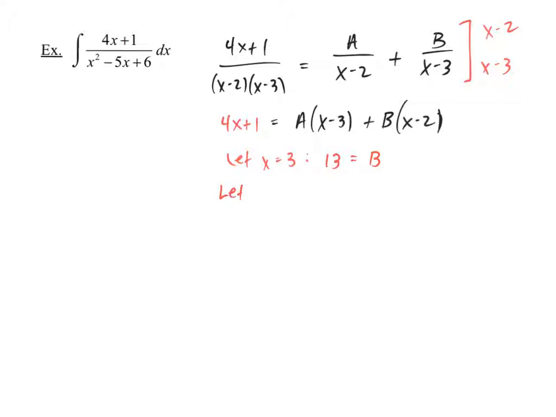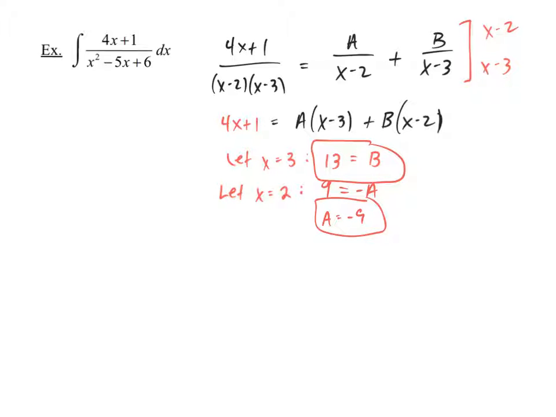Now I'm going to let x be equal to positive 2, so that this term right here will cancel. And so that's going to give me 4 times 2, which is 8, plus 1 is 9, is equal to A times 2 minus 3, which is going to be negative A. So that means that A is going to equal negative 9. And I know that B is equal to 13.